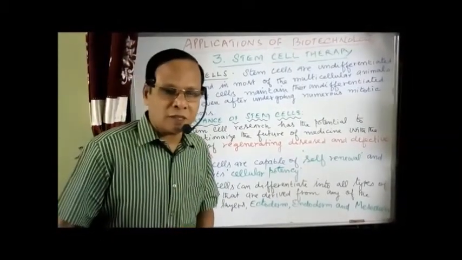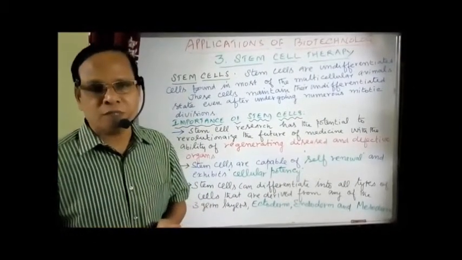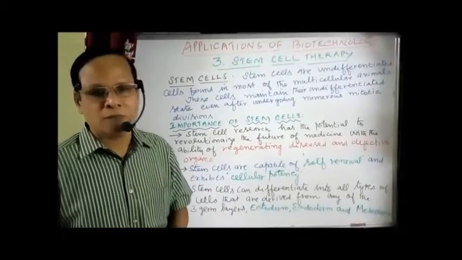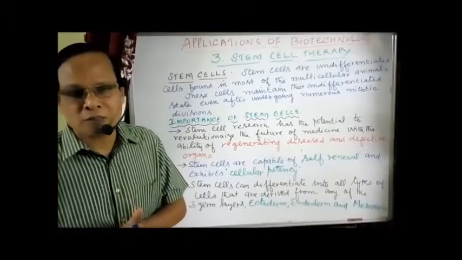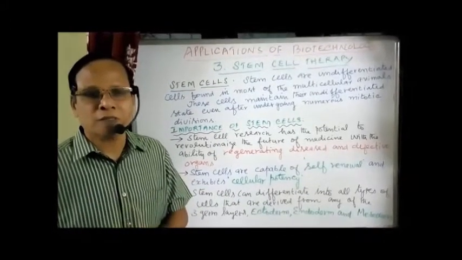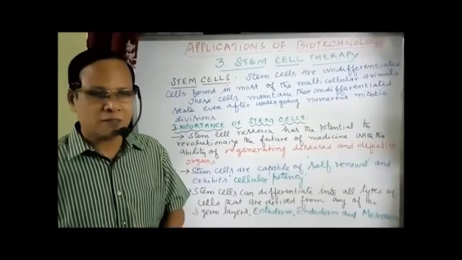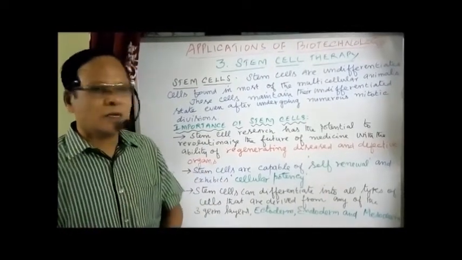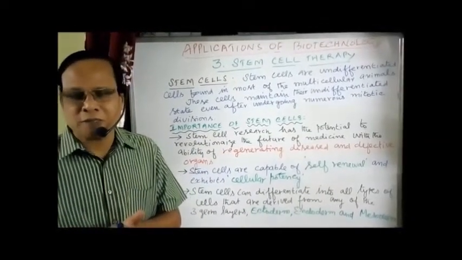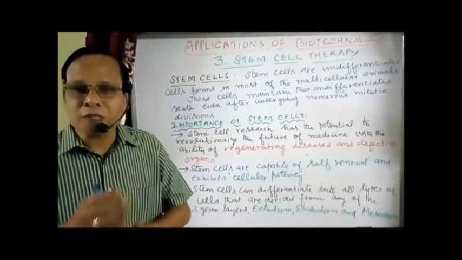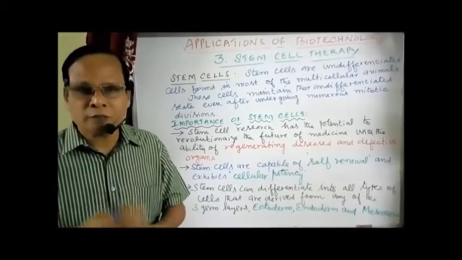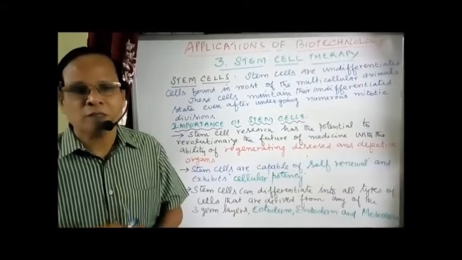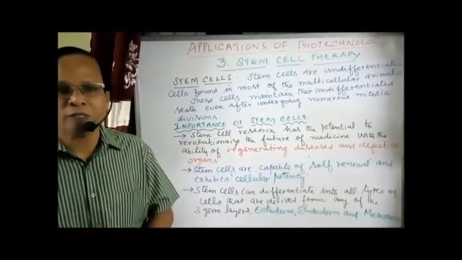What is the ability they have? Regenerating diseased organs, or defective organs. By means of stem cell technology, we can replace diseased organs, either kidney or heart, etc., or defective organs in the body. That's the main importance. And they have the capacity for self-renewal, renewing themselves. That is called the regeneration capacity, renewal, or rejuvenation also.